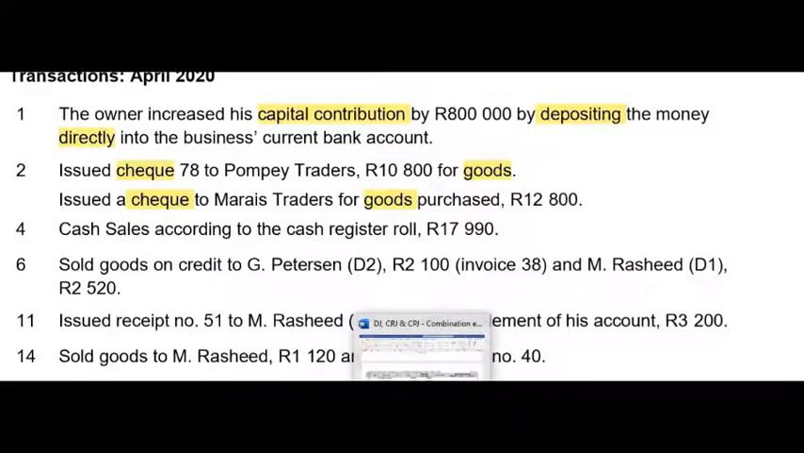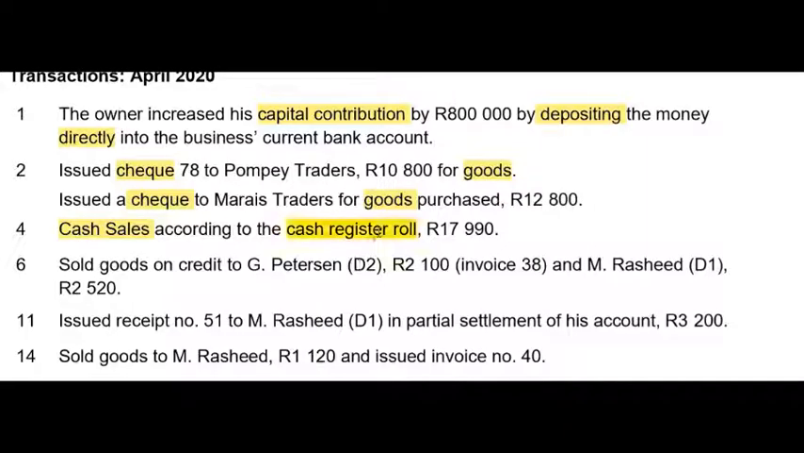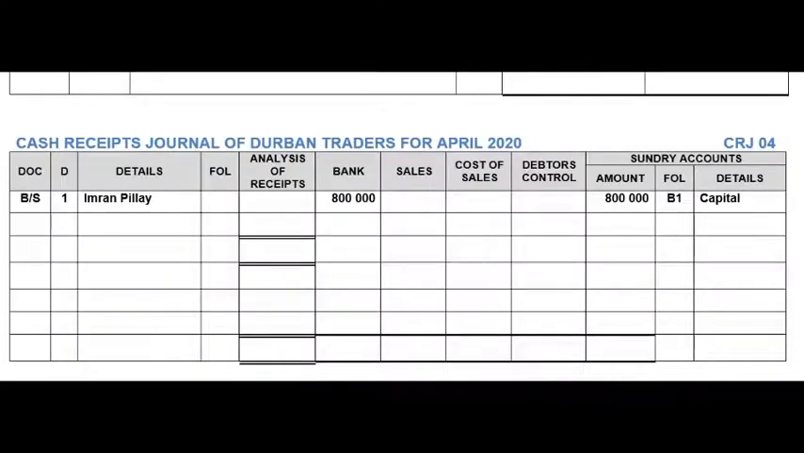Then the next transaction said cash sales according to the cash register roll. Okay, so both of these indicate that this is a cash receipts journal transaction, and it will look like this. In the CRJ, the document will be CRR. The date is the 4th. Every time we have a cash sale, the details is sales. Won't go to folio. It will go to analysis of receipts because we will put the money in our till. Remember, I refer to this column as your till.